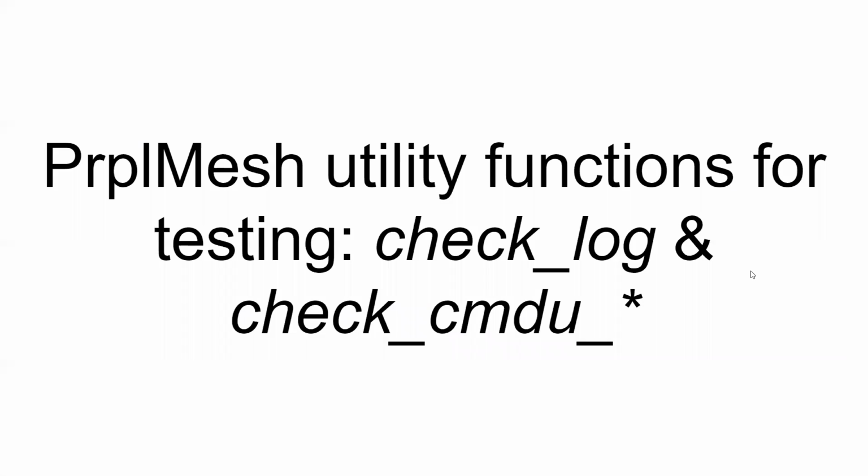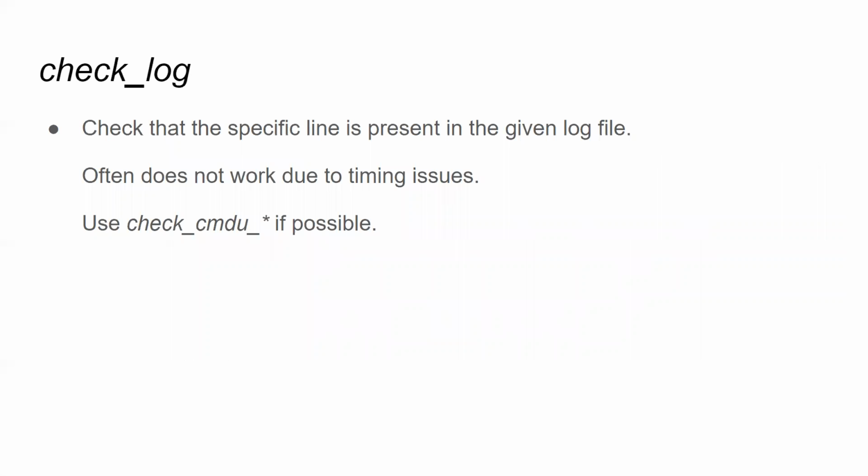Next, it's prplMesh utility functions for testing. Check log is the first one. It just looks for a specific line of text in a log file. It's a very crude way to run tests. Don't use it. We had a lot of timing issues and false positive failures.